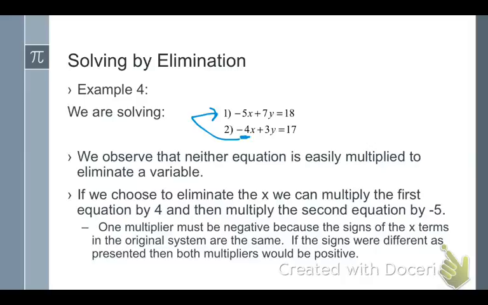So if you accidentally multiply both by positive, you would see that you ended up with, well, I'll show you in a minute, the same term in the front, and you would need to subtract, so then you would multiply by a negative 1. But I want one of those terms to be a 20, and one to be a negative 20. I could have multiplied the first equation by negative 4 and the second by positive 5.